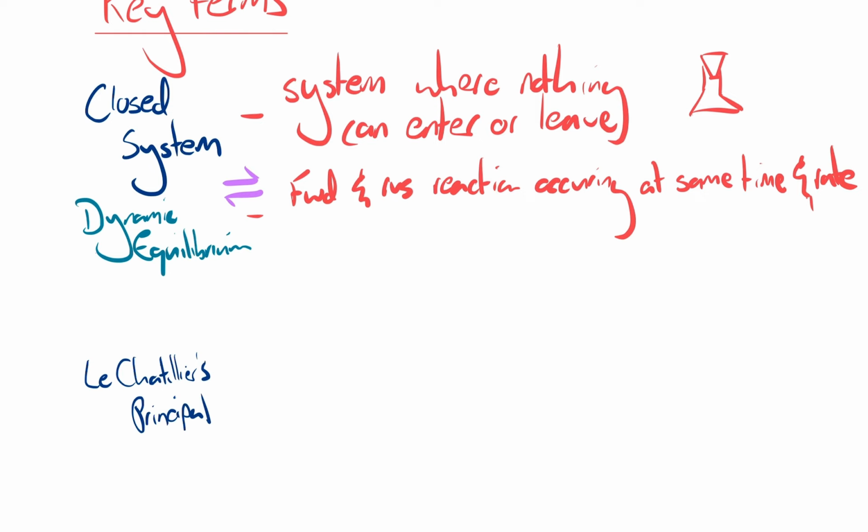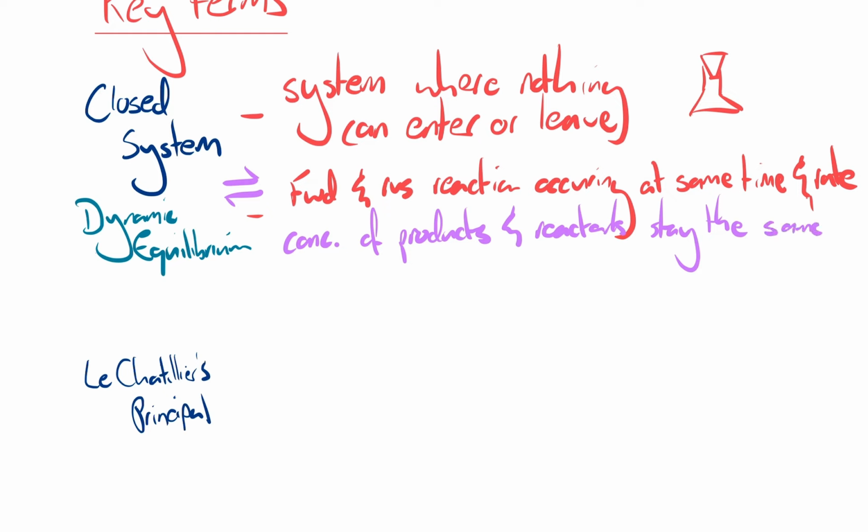Now also at that same time, concentration of products and reactants stay the same. Now, when I say that, I don't mean they're the same as each other. What I mean is they stay the same. So if this is 12 and this is 2, this will stay 12 and this will stay 2. They don't need to be the same concentration of each other.